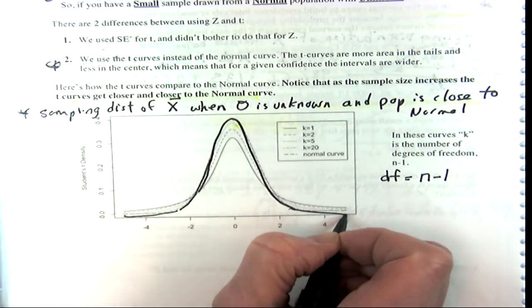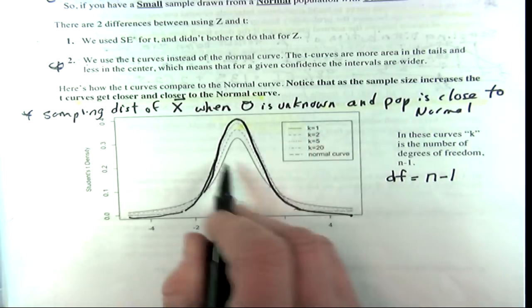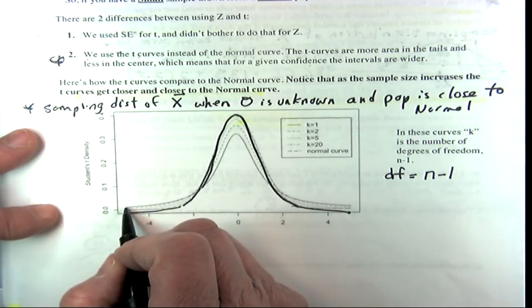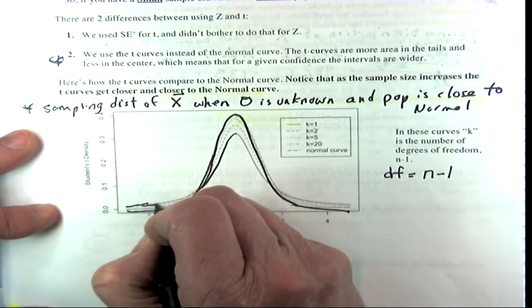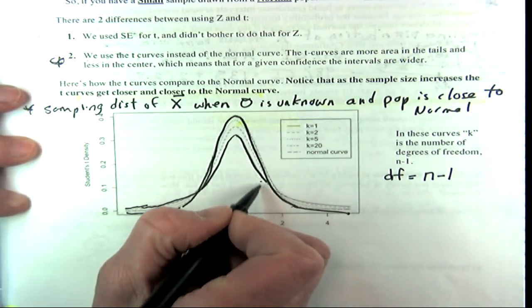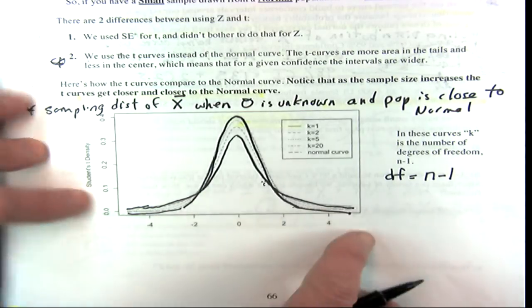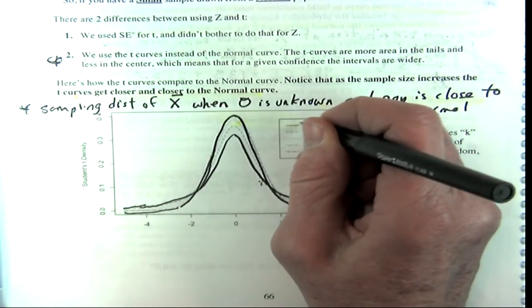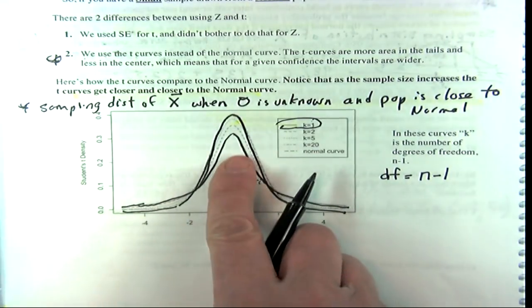This right here, that's the normal curve, okay? Now, this one right here has the fattest tails. I'll just do the two extreme ones. This one is the T-curve with a very small sample size. See how the tails are much fatter? That's this one. I just showed this one when K is equal to 1. So that's a sample size of 2 right there.